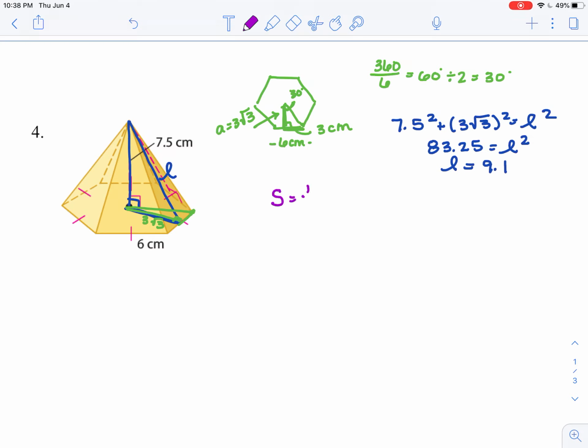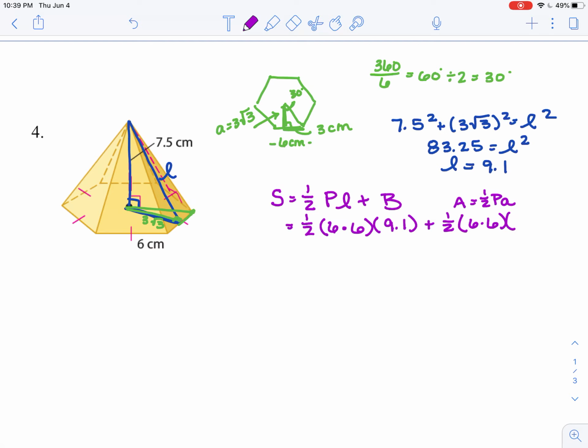So our surface area is 1/2 perimeter of the base times the slant height plus area of the base. So we have 1/2 times the hexagonal base has 6 sides that are each 6 centimeters. Our slant height we just calculated to be 9.1. And to find the area of the base, remember area of a regular polygon is 1/2 perimeter times apothem. So this is plus 1/2. Perimeter is again 6 times 6. And our apothem we said was 3√3.